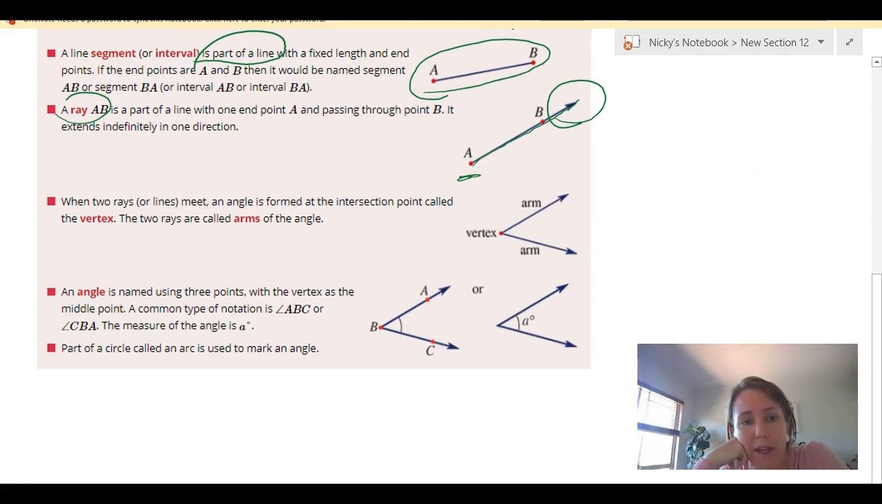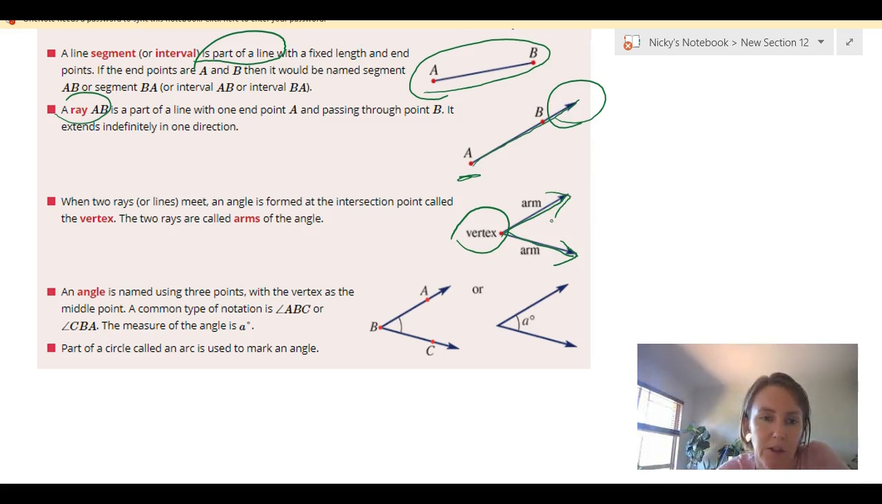When two rays or lines meet, an angle is formed at the intersection point, and we call that the vertex. Now we would casually sometimes call the vertex the corner. You can think of it that way if you like. So vertex is the point that they meet. And usually that will be labelled with a letter as well, which helps to identify an angle. And then the two rays that come off it and keep going, that's why they're a ray, we call them the arms of the angle.